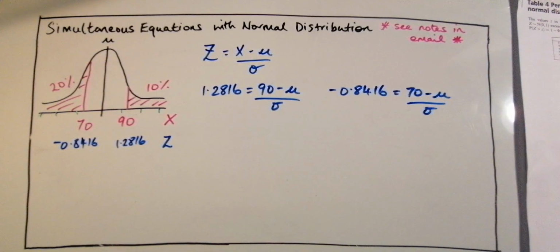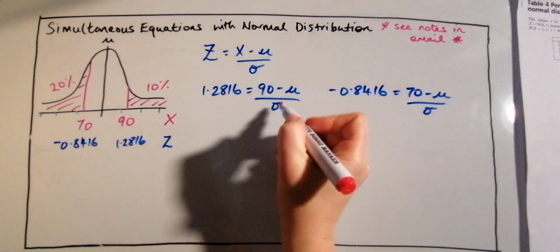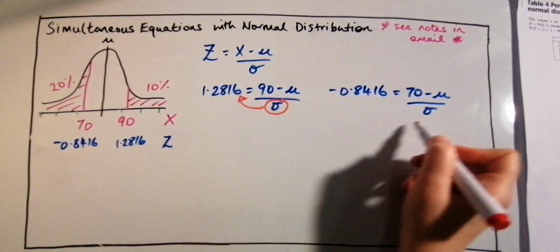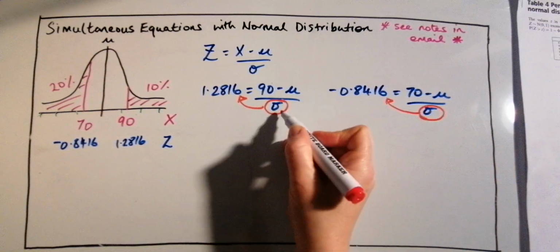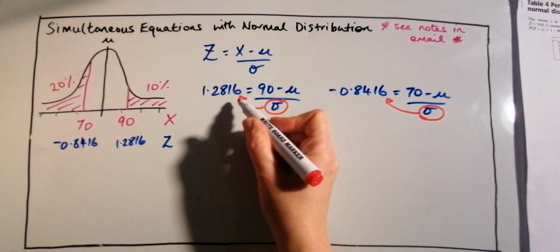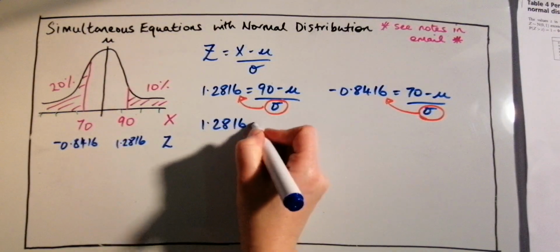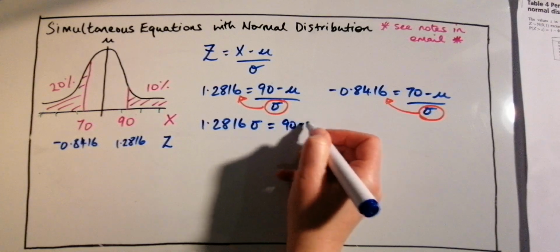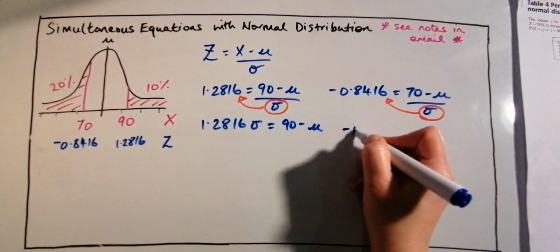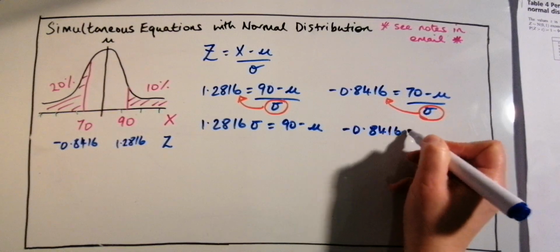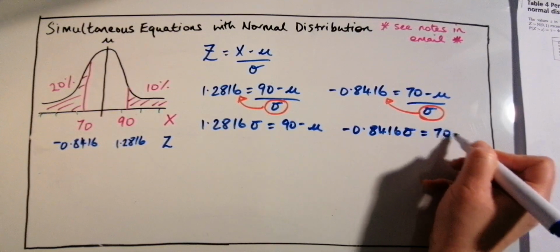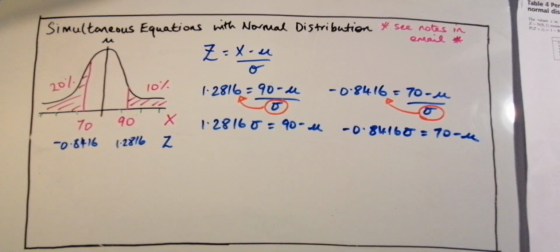Now we're trying to find the mean and we're trying to find the standard deviation, and we're using simultaneous equations. First thing I'm going to do is rearrange these two equations so that I don't have fractions on them. So let's bring this standard deviation over to the other side, there and there. At the minute standard deviation is a divider, we're going to bring it over to the other side, it will turn into a multiplier. So I'll end up now with 1.2816 times standard deviation is equal to 90 minus mu. And for this one I'll have negative 0.8416 times standard deviation is equal to 70 minus mu. So that's my two equations set up.